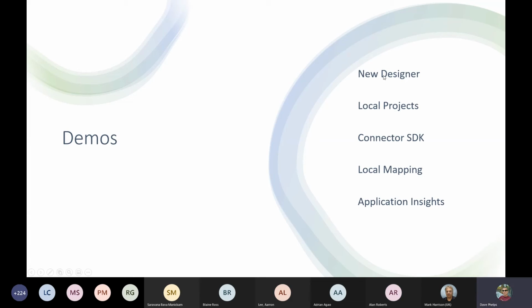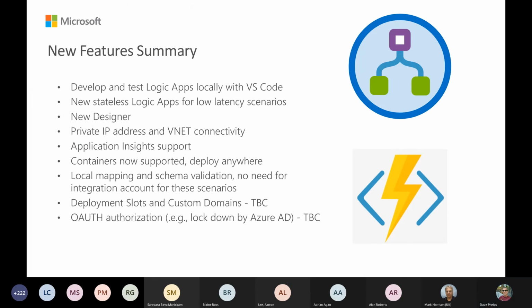Okay, so we talked about the new designer, we looked at the local project, talked about the connector SDK, we looked at local mapping, and we've had a look at Application Insights. So just as a summary, some of the key things that we get with the Logic Apps single tenant: you can build your Logic Apps locally, you can run them locally, and that experience I talked about with being able to debug is only going to get better over time.